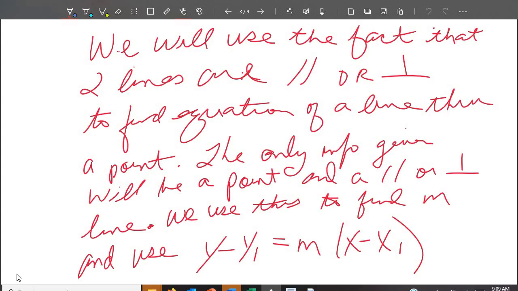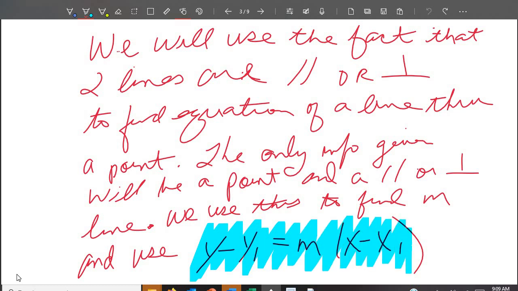So what we're going to do is use the fact that the two lines are parallel or perpendicular to find the equation of a line. You'll be given a point and you'll be told whether it's parallel or perpendicular. And we're still going to use this formula. So none of that has changed. Now let's just walk through the process.